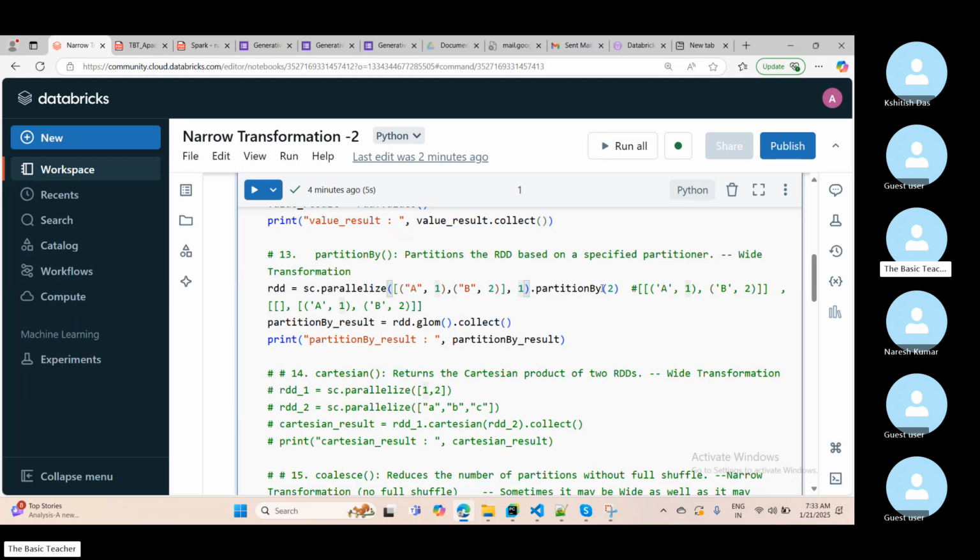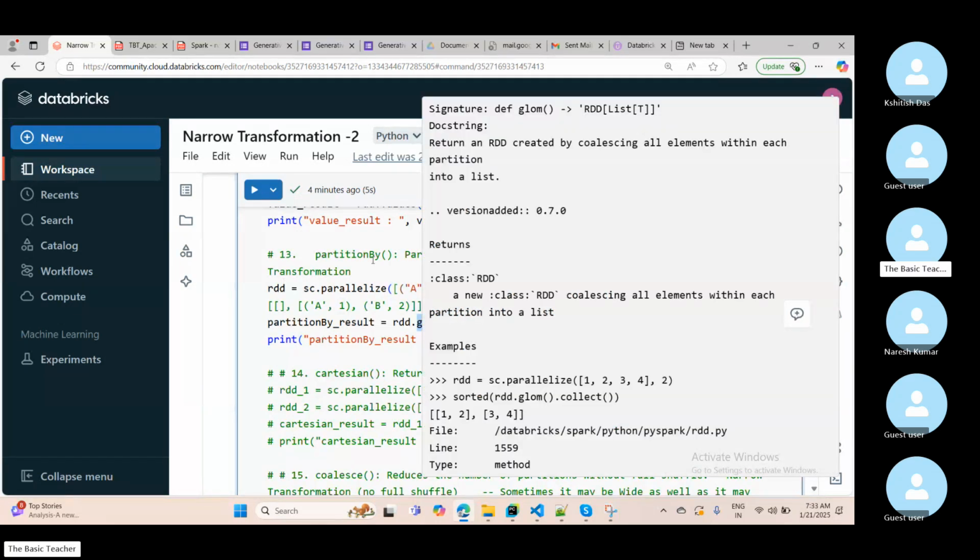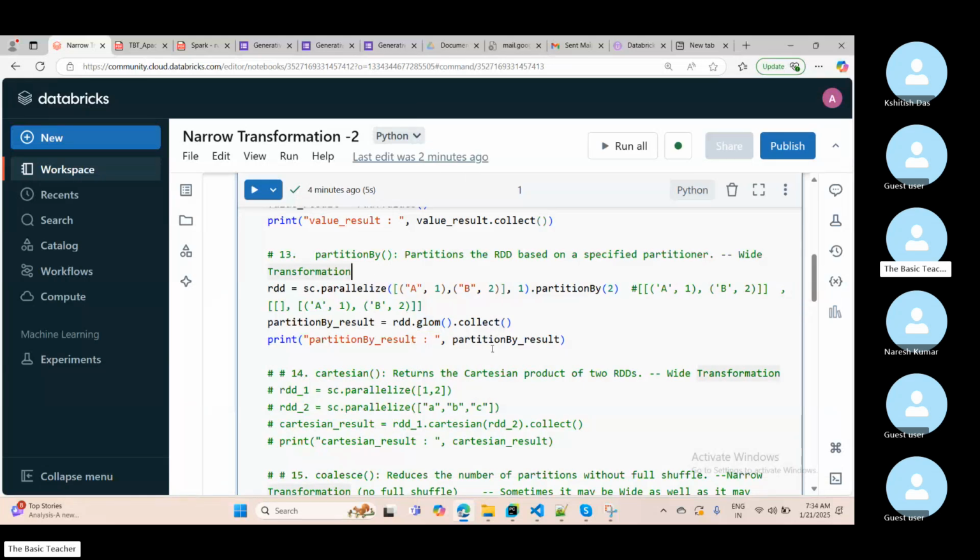Okay, so this is the example. Here, I have taken glom. This is just a keyword, sometimes we use it for different things, like numbering. And then partition by result. Let's first print it, then we will see.